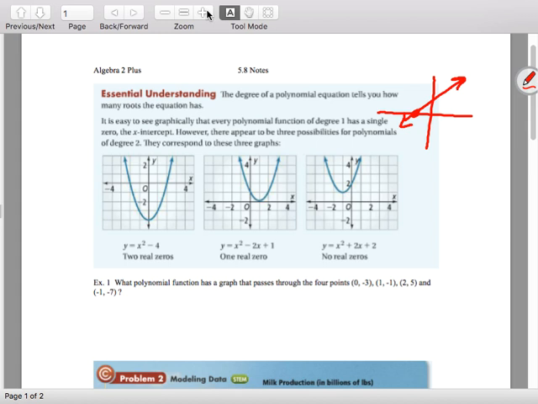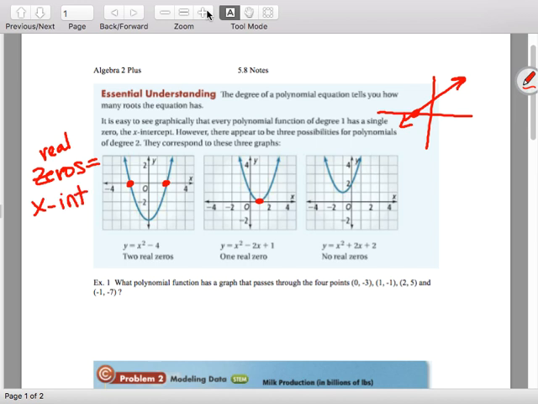However, if I have degree 2, which we did back in chapter 4, I could have 2 real zeros, 1 real zero, or none. And the zeros, the real zeros, are the x-intercepts, which we talked about. So let's write that down. The real zeros are the x-intercepts.